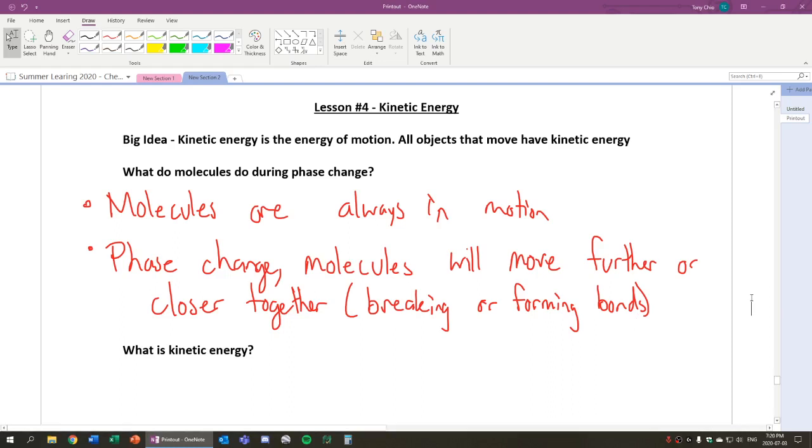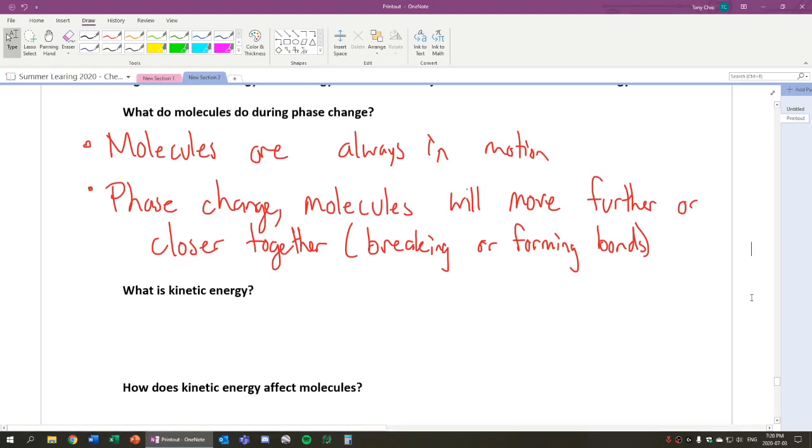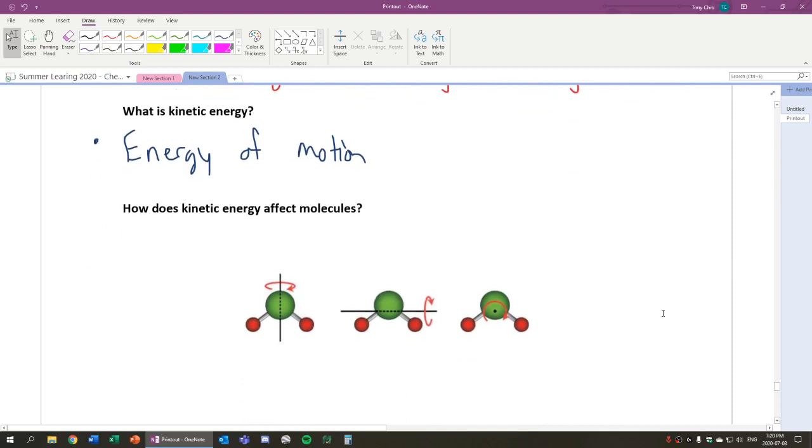So how can we use kinetic energy to explain it? Well, if these molecules are moving, then kinetic energy is the energy of motion. We can use this to explain how they're actually moving. So again, it's the energy of motion. So how does kinetic energy affect molecules? Well, there's three different ways that a molecule can be affected by kinetic energy. The first one is rotational.